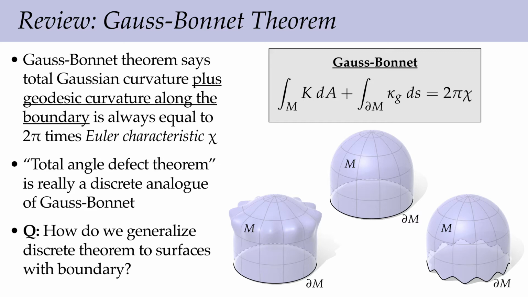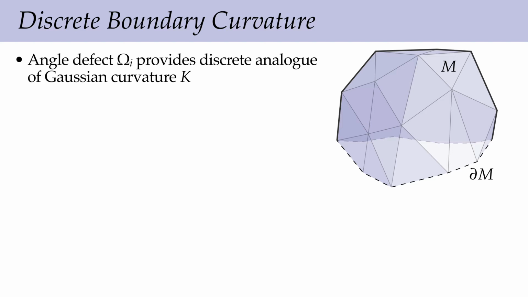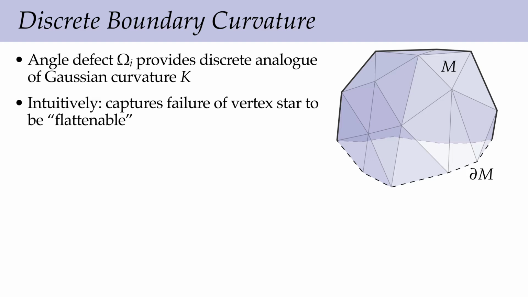So how do we talk about curvature on the boundary of a polyhedral or really simplicial surface? So we said that this angle defect, omega sub i, provides a discrete analog of Gaussian curvature. And intuitively, what is it measuring? It's saying, how badly does this vertex fail to be flattenable into the plane? How much does the angle sum around the vertex deviate from the Euclidean angle sum of 2 pi?